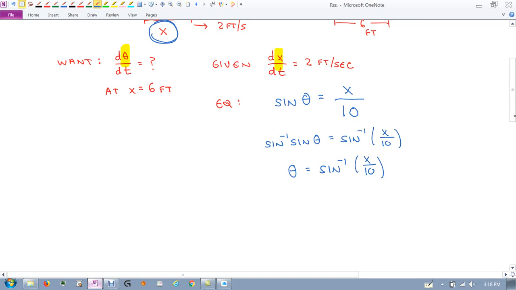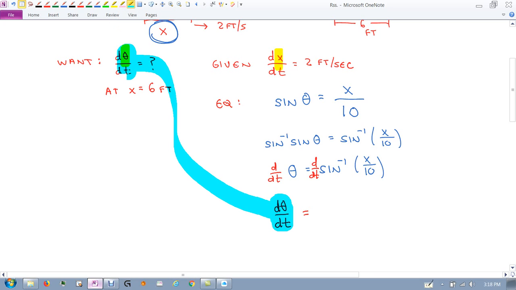So check this out. If I take the derivative now, with respect to t here, and derivative with respect to t here, I get d theta dt on the left side equals, and that's great, because d theta dt is exactly what I want to know. I don't have to solve for it, it's right there. And then on the right-hand side, I need to know the derivative of arc sine of something, which is 1 over the square root of 1 minus the argument squared, so x squared over 100. And then times the derivative of what's in here, and just remember that's the same as 1/10 x, so the derivative of that is 1/10. But remember, the derivative of x is not just 1, it's dx dt, because it's with respect to time.